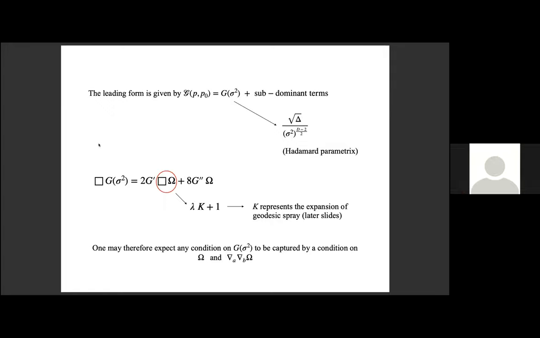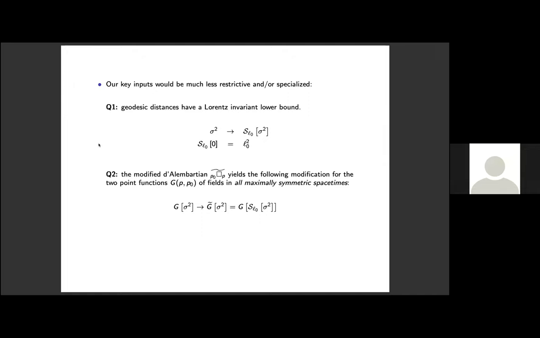Dawood, just one question. On the previous slide, you have this geodesic distance. Can you please explain what you mean by this phrase geodesic distance? Because given a metric, the geodesic distance by definition will go to zero if the two points are coincident. So I don't understand this comment.